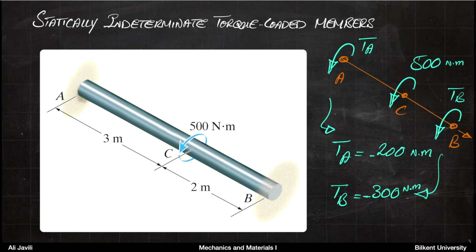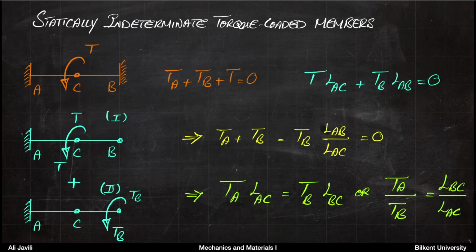So that's basically it. This is how you handle statically indeterminate torque loaded members, and this is sort of the magic formula you should remember. But also more importantly, you should remember this was an example. So the procedure that we came to at this point is much more important than just this message or than just this equation. You should always remember the procedure.